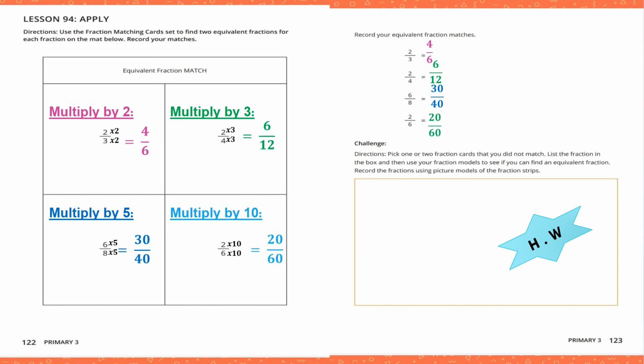Challenge. Here I will write for you two fractions, 1 over 7 and 5 over 9. And I want to find an equivalent fraction for these fractions.